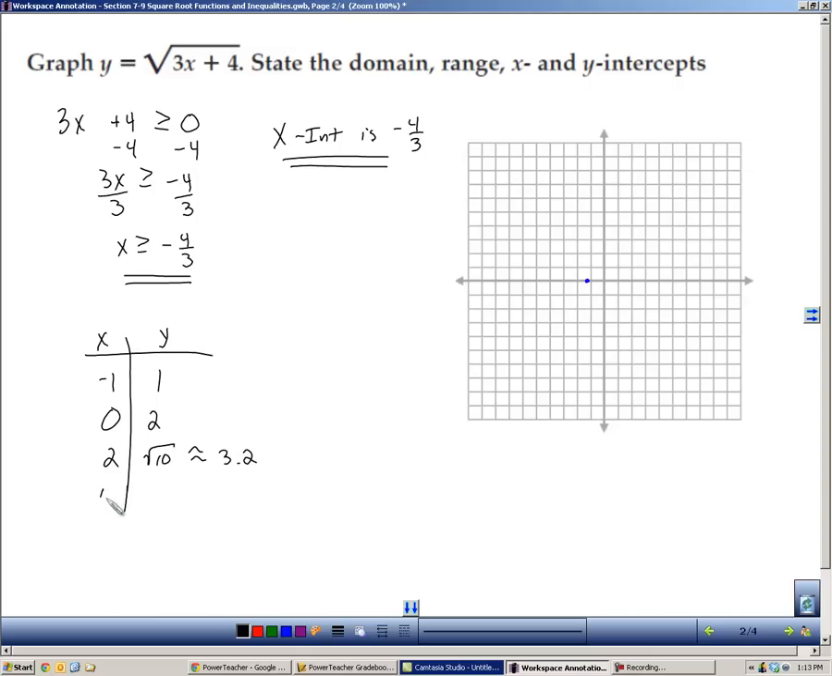Let's plug one more in. I know if I plug a 4 in, I'm going to get 12 plus 4 is 16, and the square root of 16 is 4. So I'll plug that one in just because it's a nice whole number. Now we'll graph these. Negative 1, 1, 0, 2, 2, and then about 3.2. So about there, and then 4, 4.